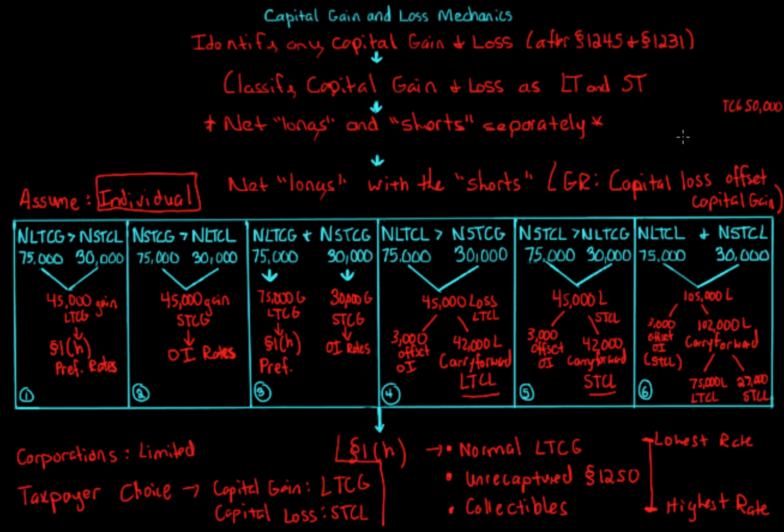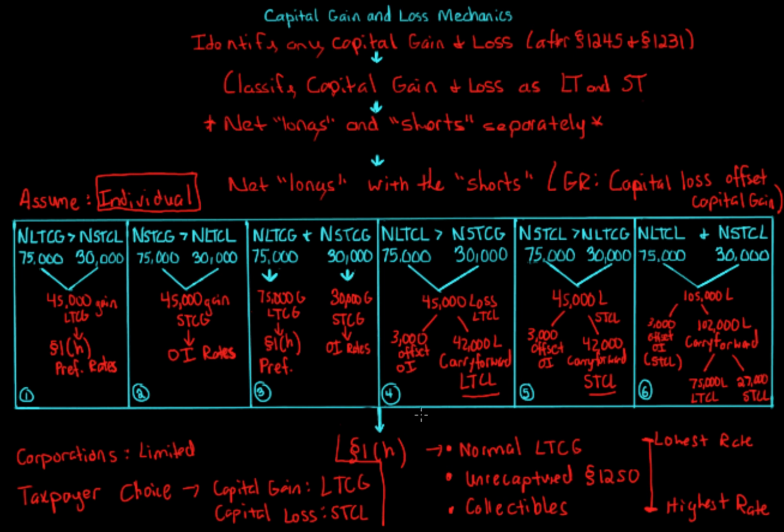I just want to recap one thing. So we go through the items. We identify capital gains and losses, again, after section 1245, 1231. We classify capital gains and losses as long-term, short-term under the more than a year and a year or less rule. We net the longs and shorts separately. That's what I was just showing you. We do the longs separate from the shorts. We net a long-term capital gain, a long-term capital loss, a short-term capital gain, a short-term capital loss. You might not have one or the other, or one of each thing or whatnot. Once you do that, you net the longs with the shorts.